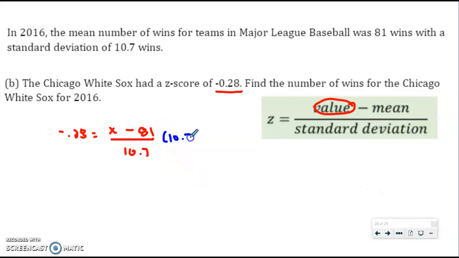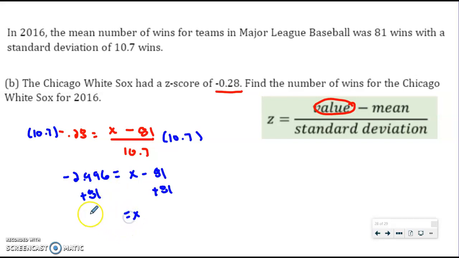I'm going to multiply both sides by 10.7. If I take 10.7 times negative 0.28, I get negative 2.996, which is x minus 81. Then I add 81 to both sides, and I get x to be about 78 wins. So it appears that the Chicago White Sox won 78 games.